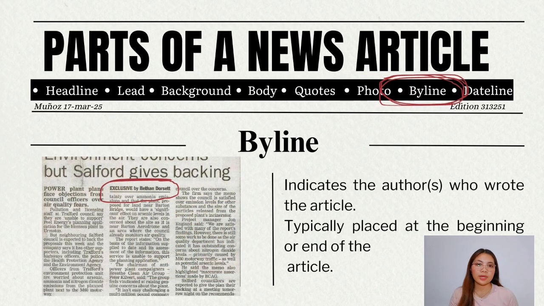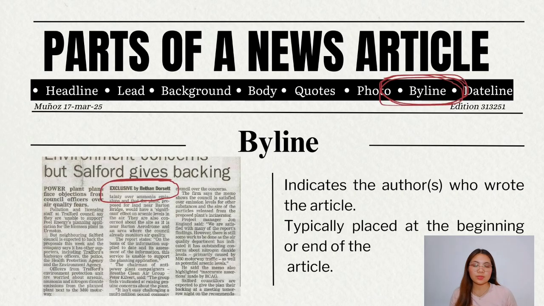Second to the last, we have the byline. The byline is the indication of the author or authors who wrote the article. The byline is typically placed at the beginning or end of the article. It usually starts with the word by and the name of the author or the writer of the news, as you can see in our example here.